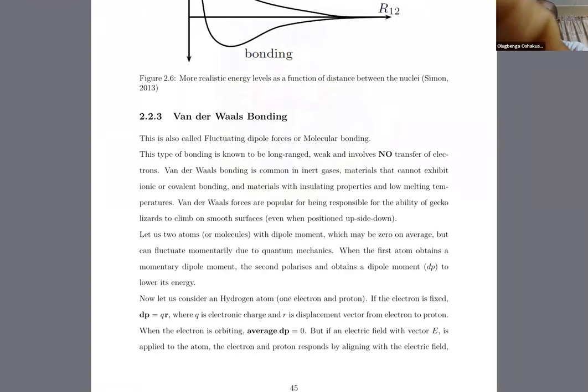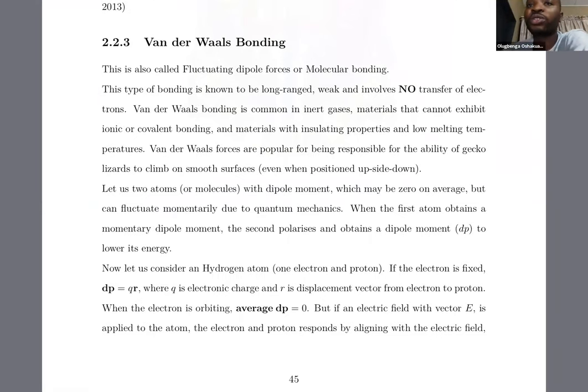So let's move to van der Waals bonding. It is also called the fluctuating dipole or molecular bonding. It is known to be long-ranged, and it involves no transfer of electrons. It's common with inert gases, and with materials that cannot exhibit ionic or covalent bonding, and with materials with insulating properties and low temperatures. Van der Waals forces are popular for being responsible for the ability of gecko lizards to climb on smooth surfaces.